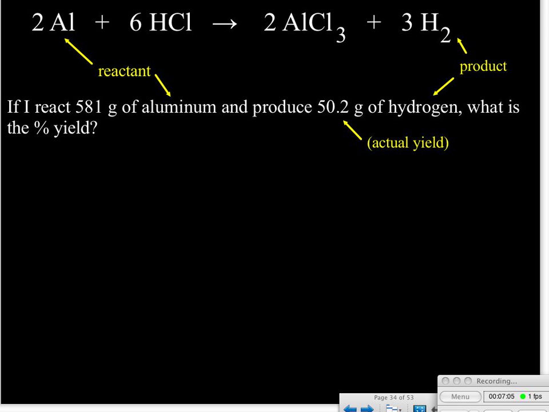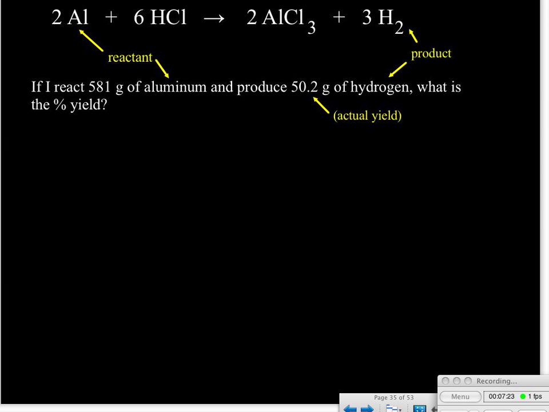But the next question is, how many grams of hydrogen am I supposed to get? If everything goes perfectly, 100% according to the plan, according to this theory, how many grams of hydrogen am I supposed to get from 581 grams of aluminum? Well, to do that, I'm going to have to do a three-step stoichiometry calculation. So I'm going to set this up to start with the 581 grams of aluminum and calculate the grams of hydrogen.